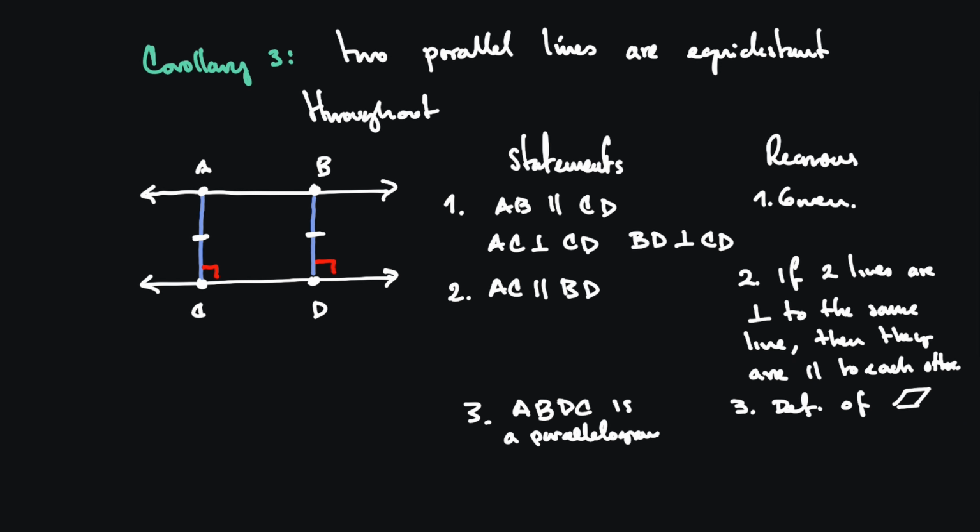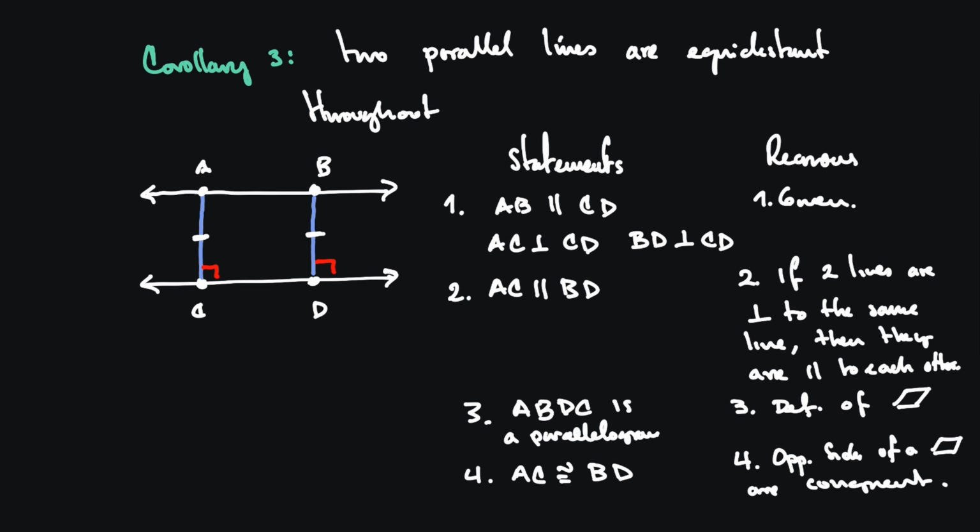Right? So if this is a parallelogram, by corollary number 2 that we just discussed, we know that the opposite sides are congruent. So AC must be congruent with BD, and this is by opposite sides. Opposite sides of a parallelogram are congruent, right? So that is the general idea for this corollary.